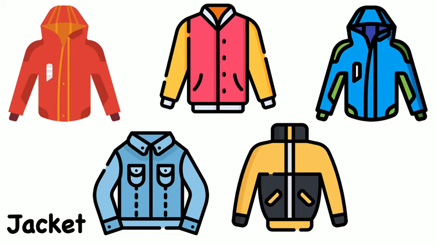I want the blue jacket. मुझे नीला jacket चाहिए. I want the yellow and black jacket. मुझे पीला और काला jacket चाहिए. What about the red and yellow jacket? मुझे लाल और पीला jacket चाहिए.